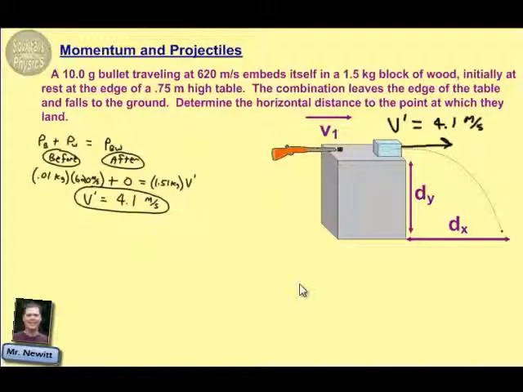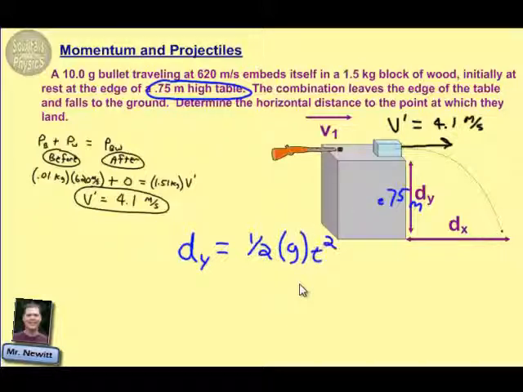Well, the first thing I want to use is the fact that they told me the height of the table is 0.75 meters. So that means this dy over here is 0.75. I'm going to end up using that to figure out, first of all, how long that block is in the air, because the only thing working on the block in the y direction is gravity. So what I'll end up using is the fact that the distance traveled, in this case in the y direction, is going to be equal to 1/2 times gravity times my time squared.